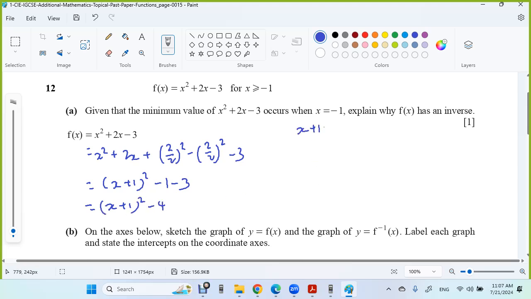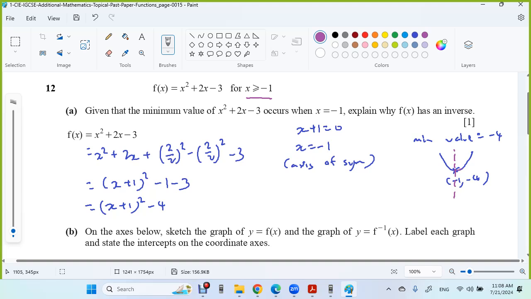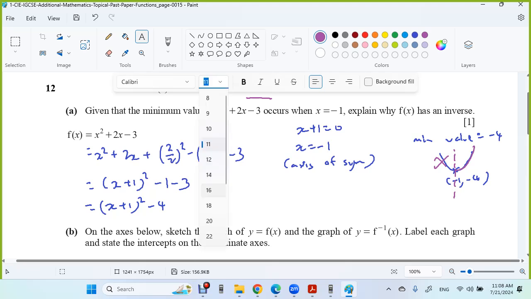So when x plus 1 equals 0, x equals -1, this is the axis of symmetry, and the minimum value is -4. So the graph will look something like this, and this is the point (-1, -4). The domain we want is greater than -1 only, so this part we don't want. In this case, the graph becomes one-to-one already.